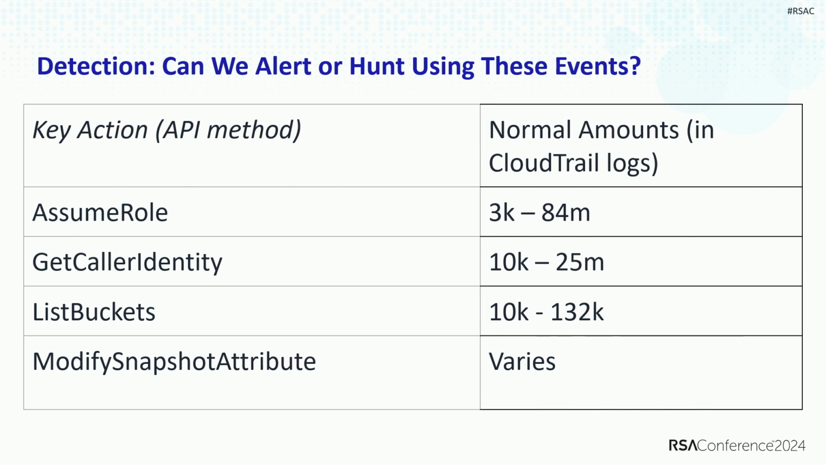There are some of the other high volume events here. Some of these actually have alert rules in some projects out there, like assume role and get caller identity. But assume role is one of the highest volume events out there, and I've seen it as high as 84 million per month.